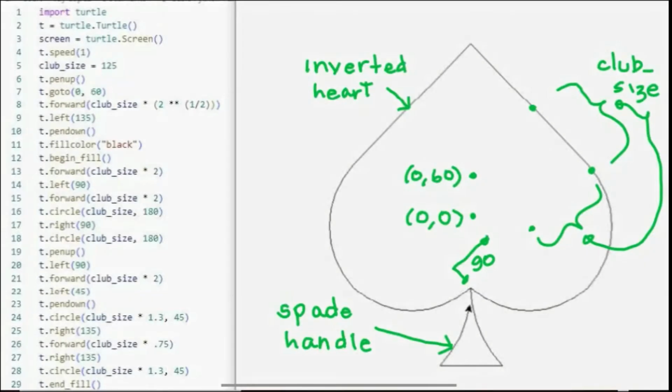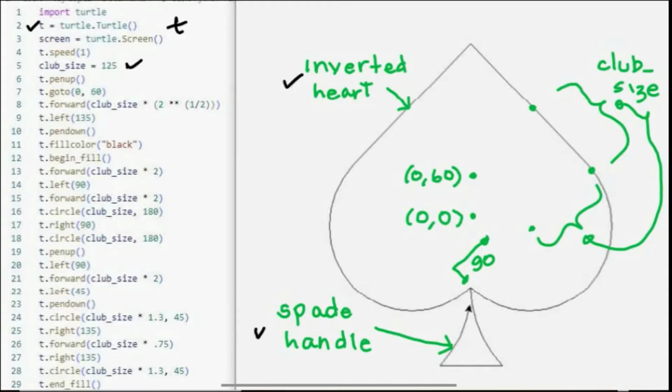You can imagine the image of the card spade as the combination of an inverted heart and a spade handle. Okay, I just like to point out before I continue that I'm using the T instead of the turtle. That's command number 2, because the word turtle is quite long, so I'm just using the letter T for all the commands involving the turtle. Let me start with number 5.